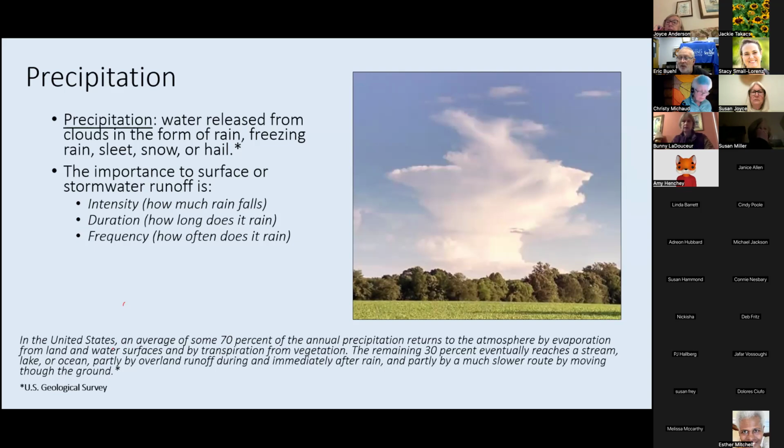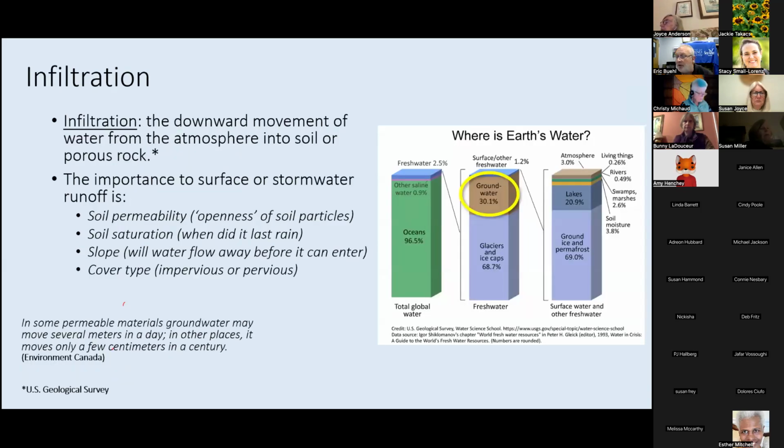You'll notice I got a little factoid down at the bottom. 70% returns to the atmosphere through evaporation. But 30% actually makes it into the streams and our larger water bodies, or works its way into the ground for groundwater, which is like a really great segue into the other term in the hydrologic process, infiltration. So this is just simply the downward movement of that water that was formerly in the atmosphere, either into the soil or porous rock that makes up the land beneath our feet.